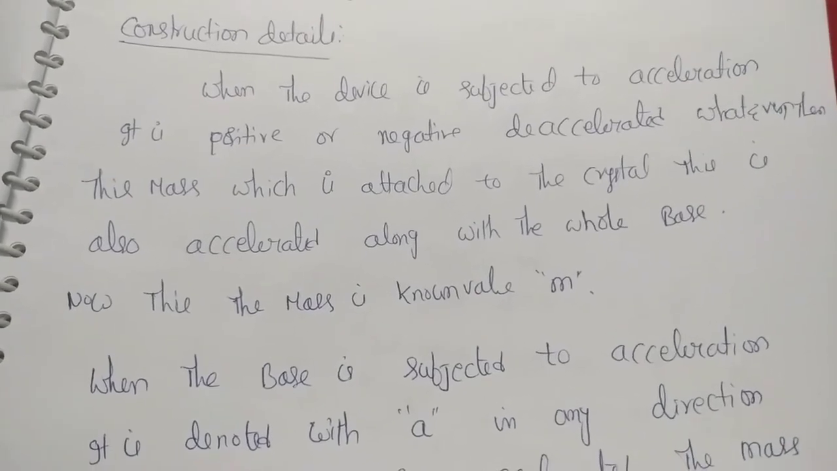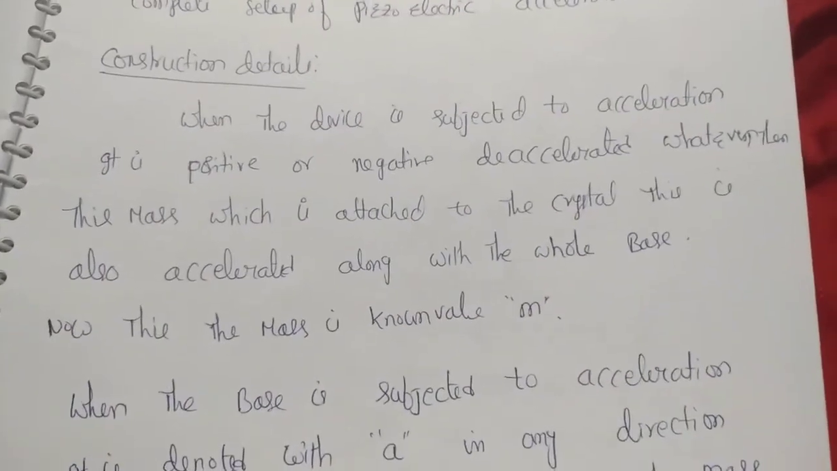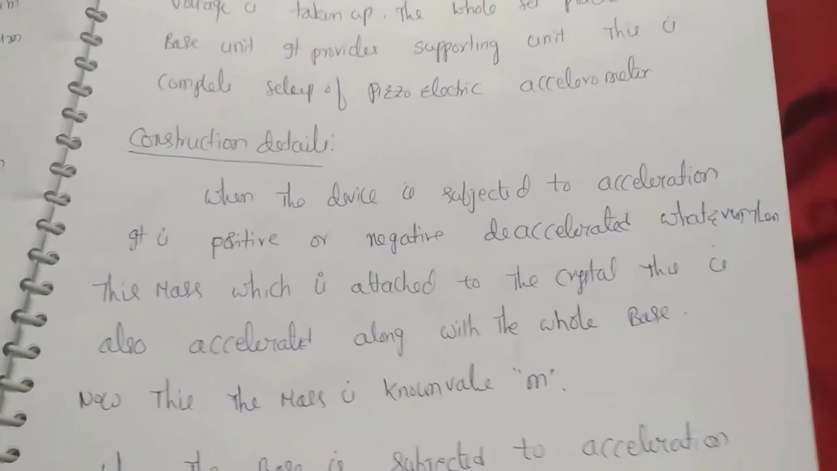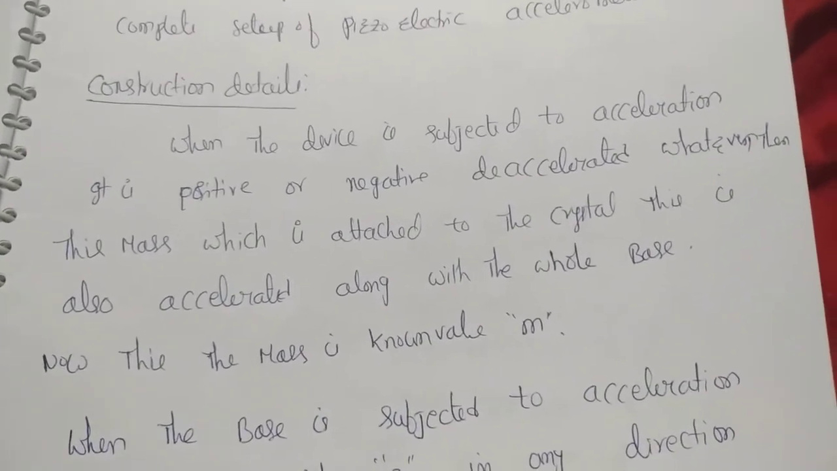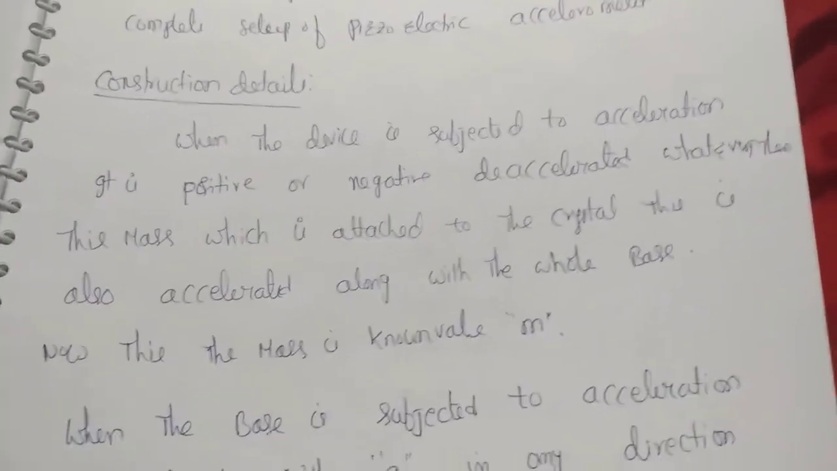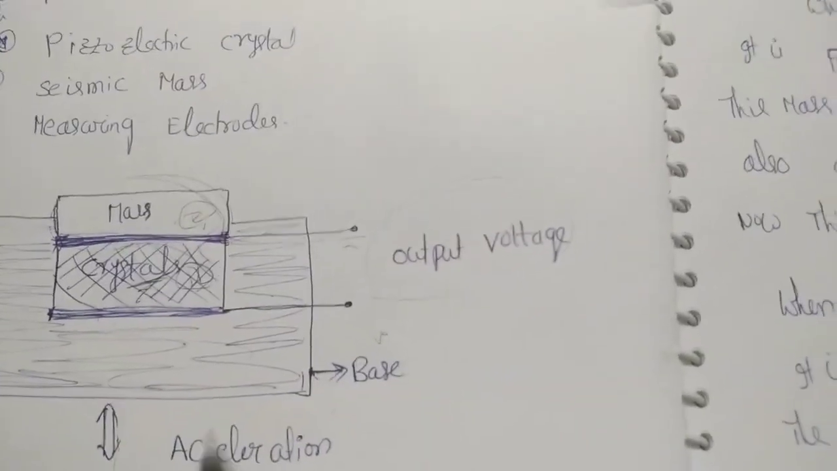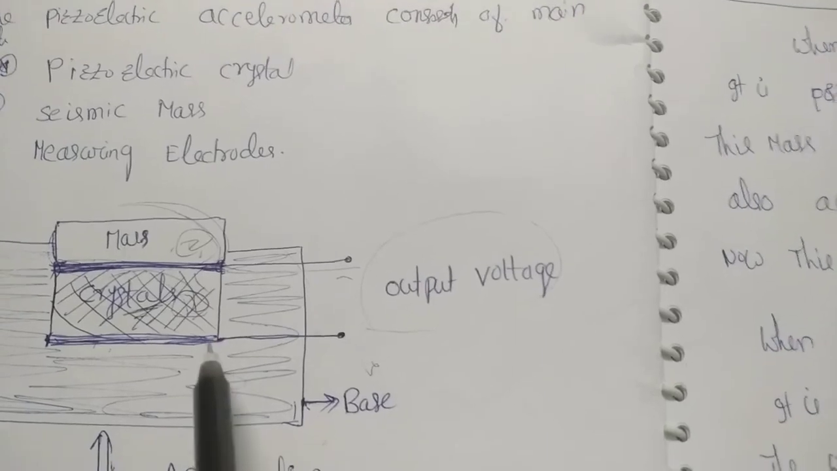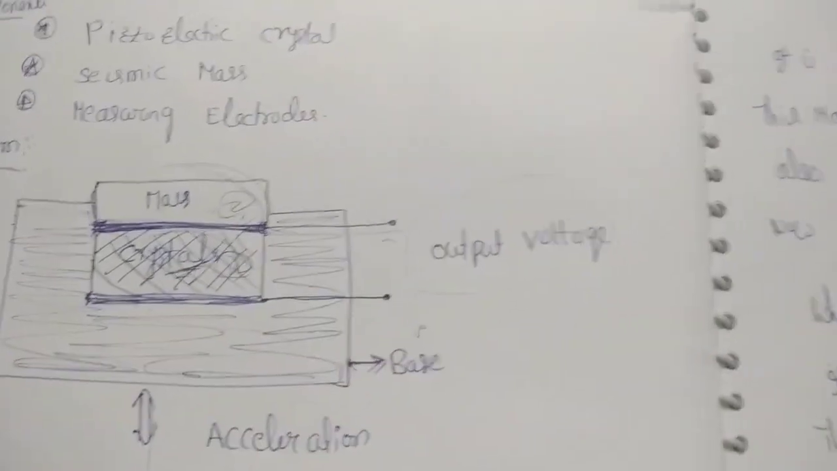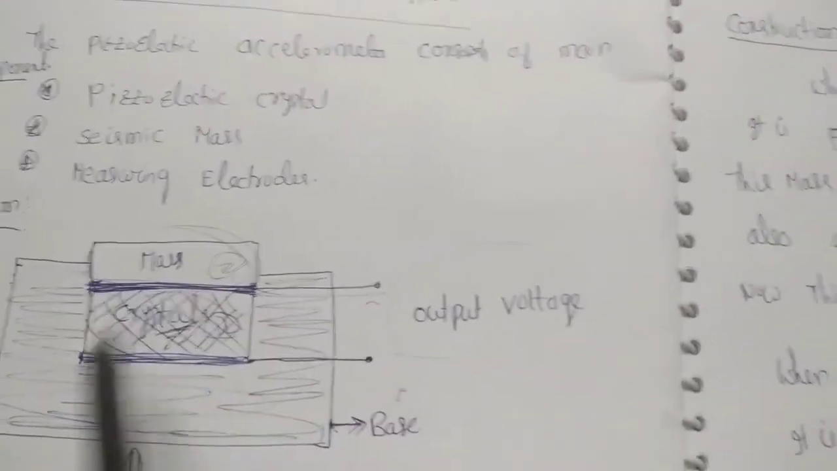When the device is subjected to acceleration, the acceleration may be positive or deceleration, meaning negative. Whatever the direction, the mass which is attached to the crystal is also accelerated along with the whole base. So when the device is subjected to acceleration, the mass attached to the crystal is also accelerated along with the whole base.